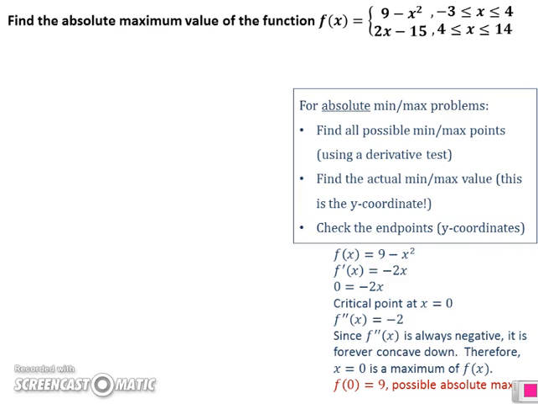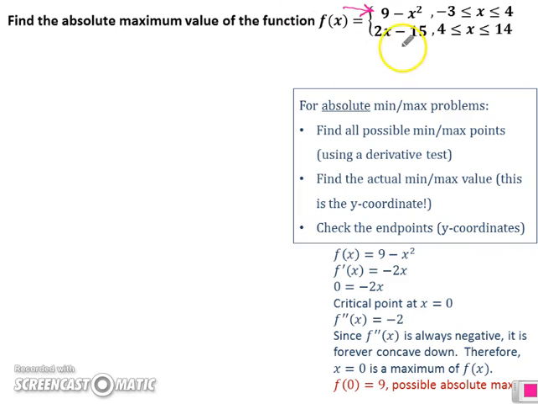So therefore, the point 0, 9. The reason I'm plugging in a 0, I'm sticking it up here, is because that's where x equals 0 is defined in this domain. The point 0, 9, so I plug in a 0 for x, and that gives me my y-coordinate of 9. That's a possible absolute maximum point.